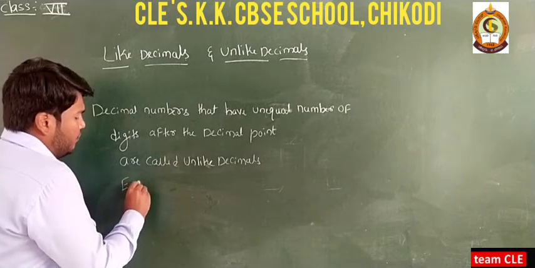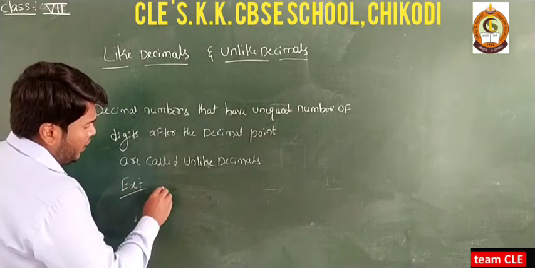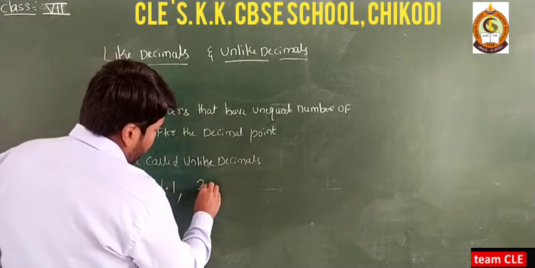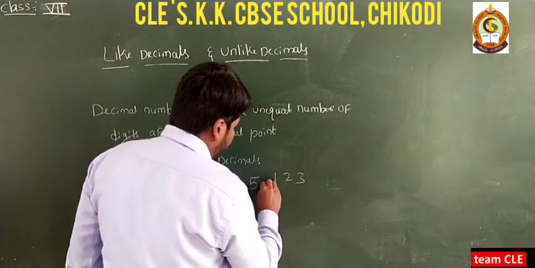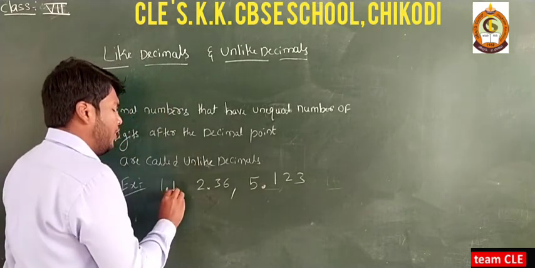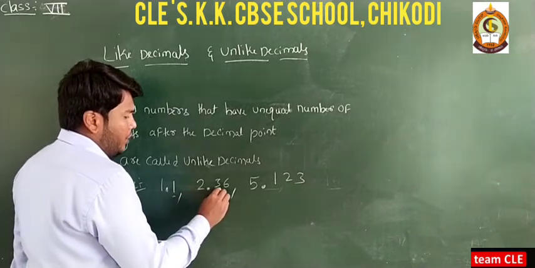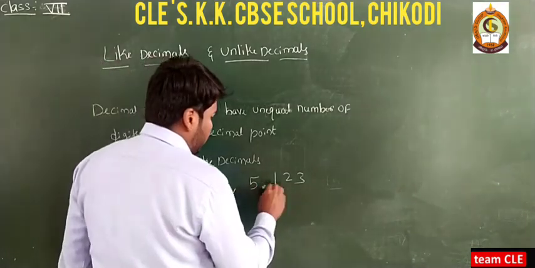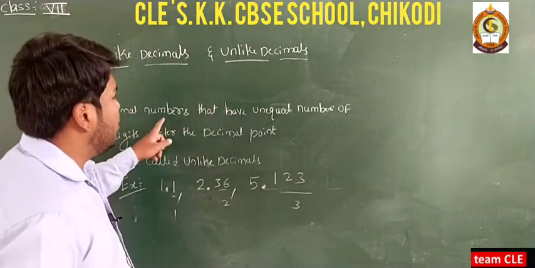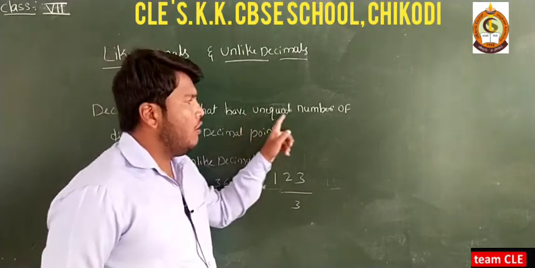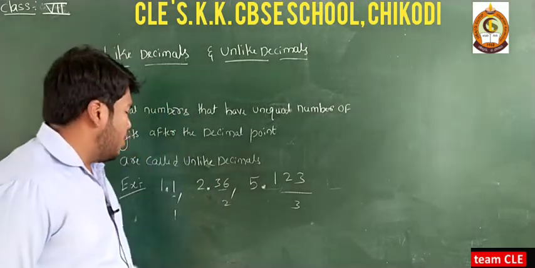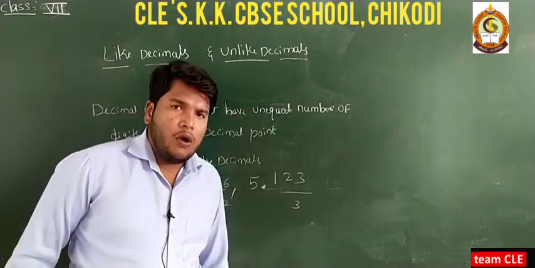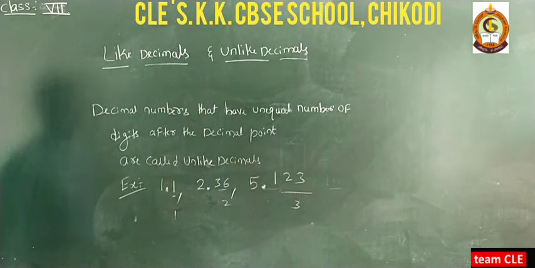Example for unlike decimals, what can I write? 1.1, 2.36, 5.123. See here, dear students, after the decimal point the first has only one digit, the second has two digits, and the third has three digits. According to the definition, decimal numbers that have an unequal number of digits after the decimal point are called unlike decimals. So these are examples for unlike decimals. These two concepts are very important, so please note them down.